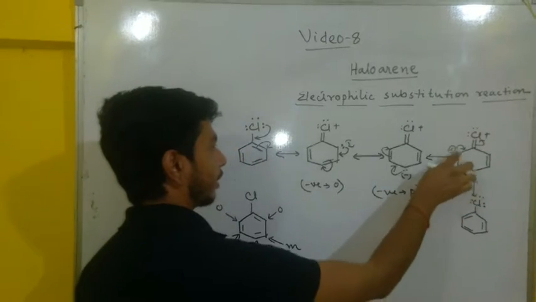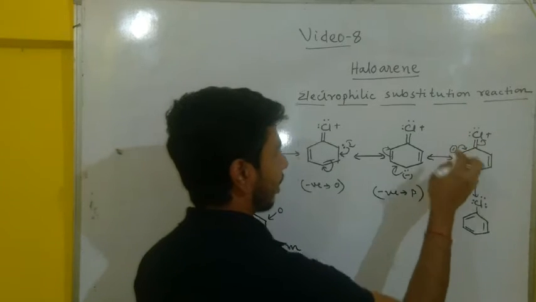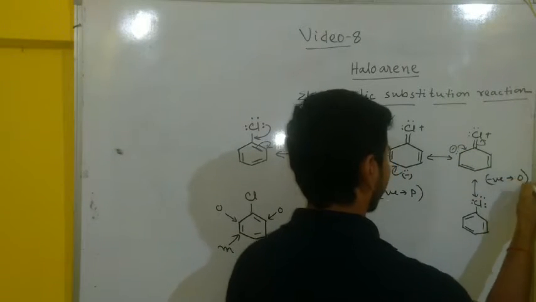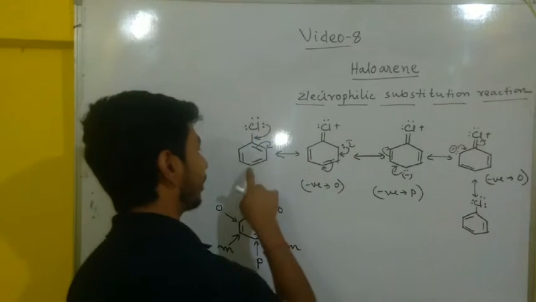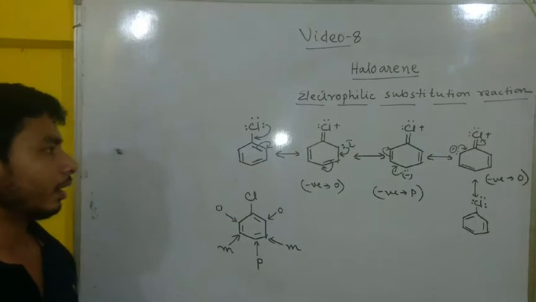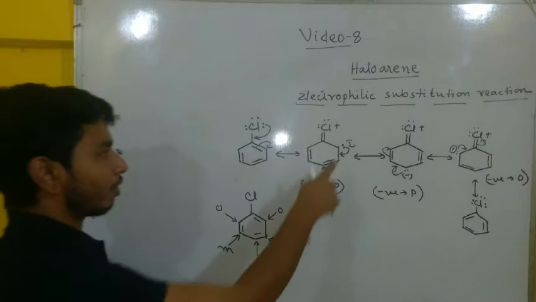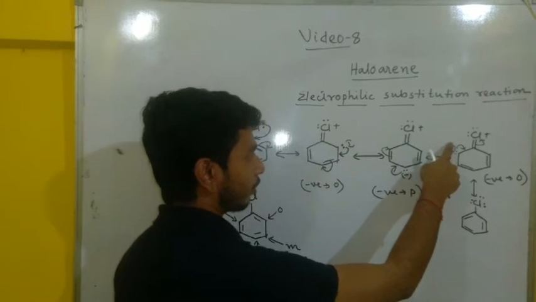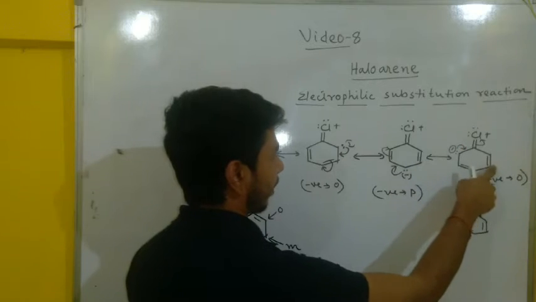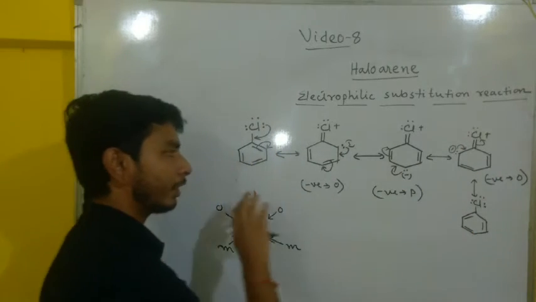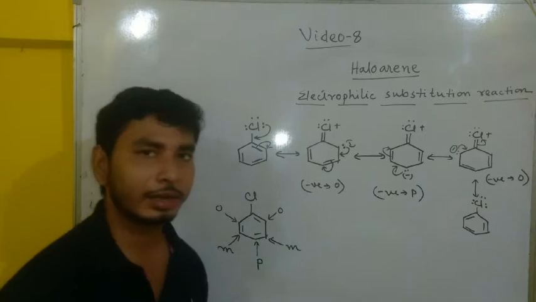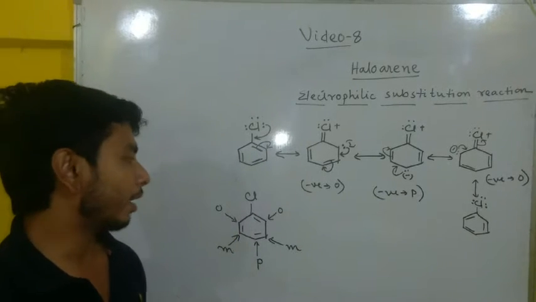And in this structure negative charge is again in the ortho position. So here also negative charge in the ortho position. Then it is neutral. This is neutral. And in the meta position, ortho position negative charge, para position negative charge, again ortho position negative charge. In the meta position, there is no negative charge. So none of the resonating structures carries the negative charge in the meta position.